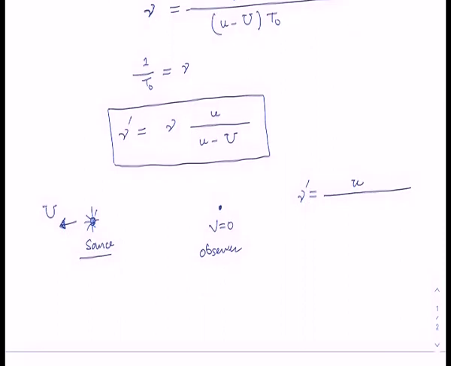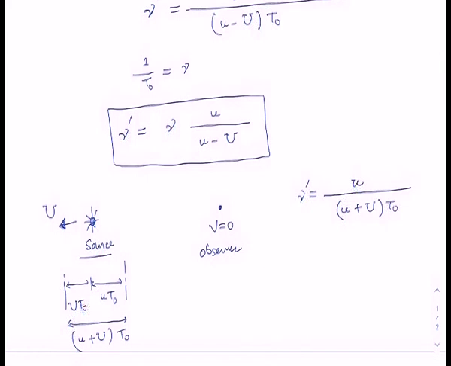Let me just explain it quickly. In time t0, one crest would travel this distance, which is ut0, and in the meantime the source would move this distance, which is capital U t0. So you see the successive distance between crests would be (u plus capital U) t0, and therefore you have to write this as the wavelength in the denominator.